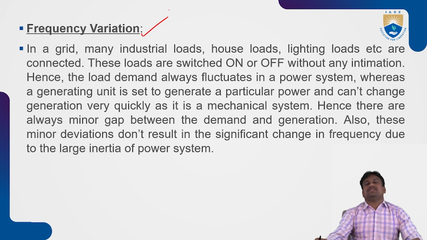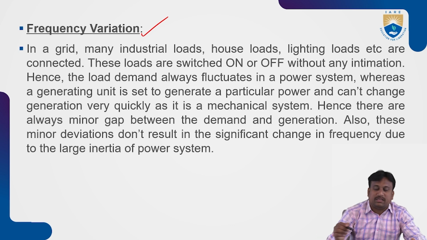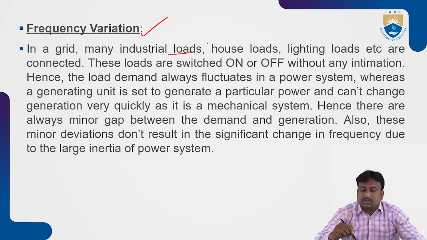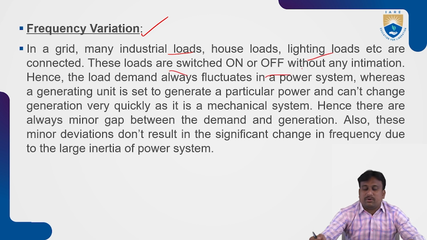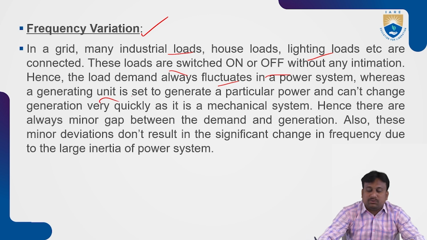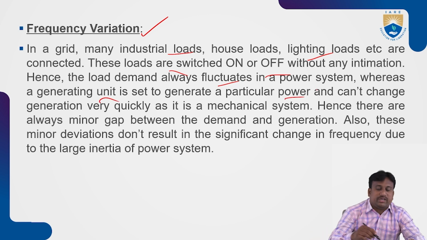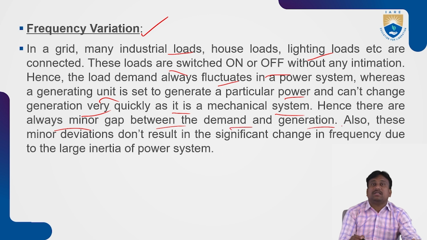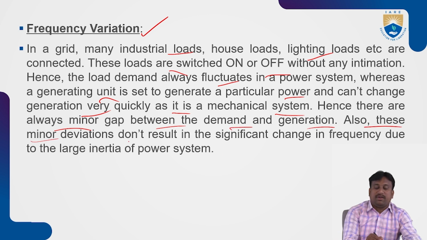So the frequency variations we may also observe here in a grid. Many industrial loads, like house loads and lighting loads, are connected. These loads are switched on or off without any intimation. Hence the load demand always fluctuates in a power system network. Whereas a generating unit is said to generate a particular power and cannot change the generation very quickly. As it is a mechanical system, there are always minor gaps between the demand and the generation. These minor deviations don't result in a significant change in the frequency due to the large inertia of the power system network.